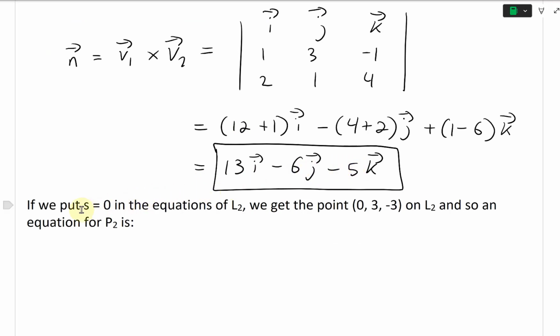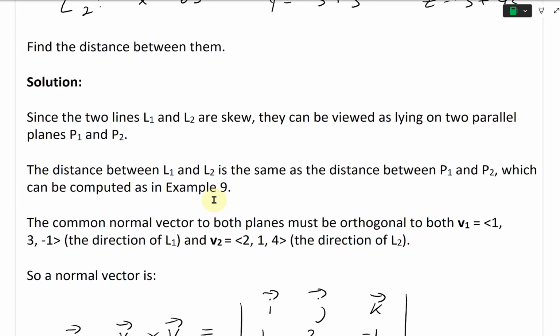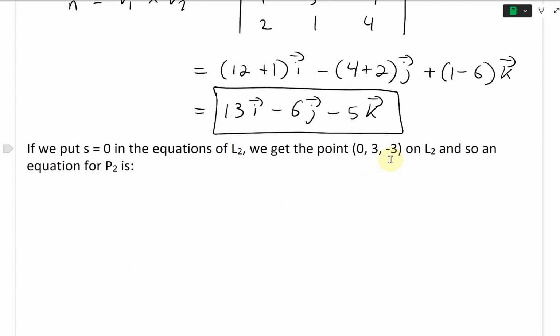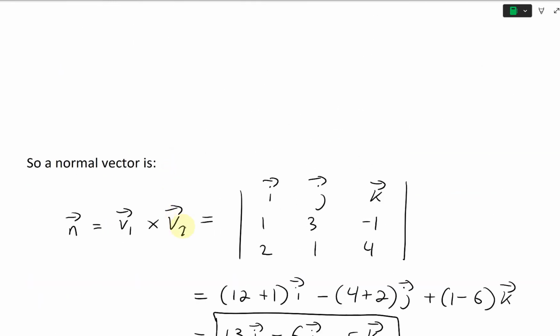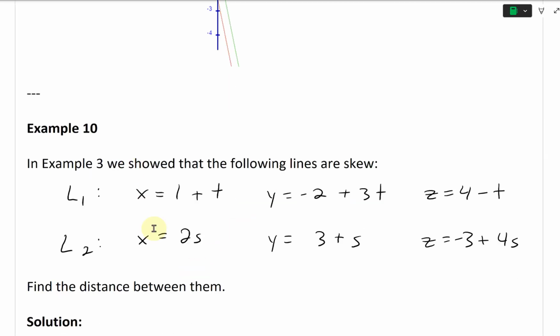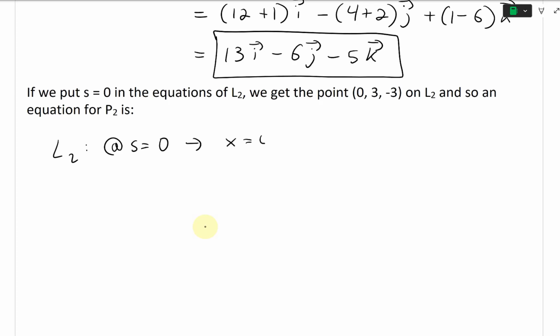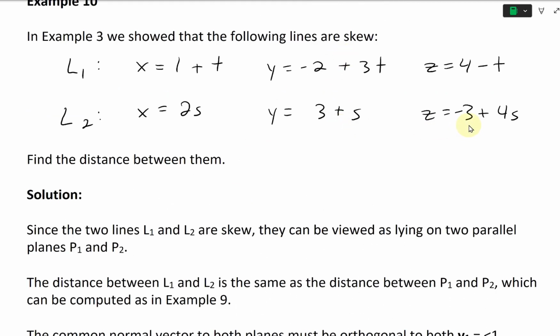The next thing that we could do is, well, if we put s equals 0 in the equations of L2, just to get a point on it, we get the point (0, 3, -3) on L2, and so an equation for P2 is, well, let's just write this down first. So at s equals 0, if we take a look at the equations, x is 2s, so x equals 0. The next one is y is equal to, just to double check here, 3 plus s, and the next one is negative 3 plus 4s.